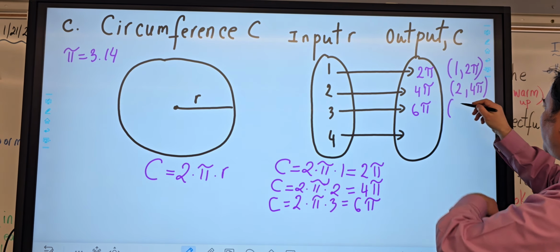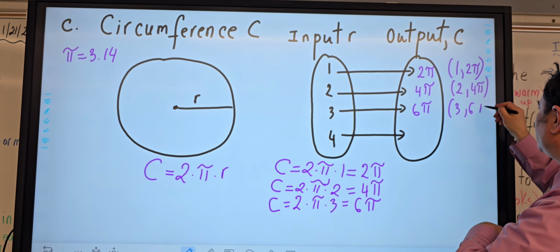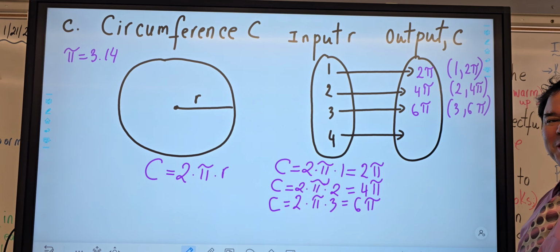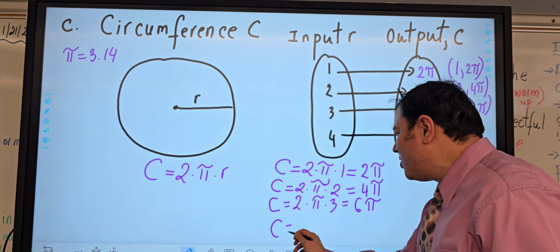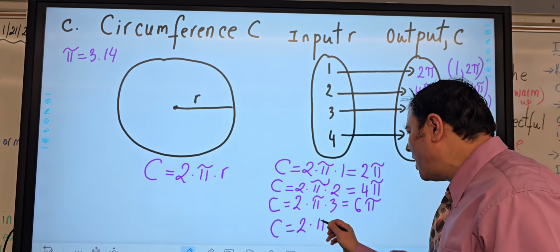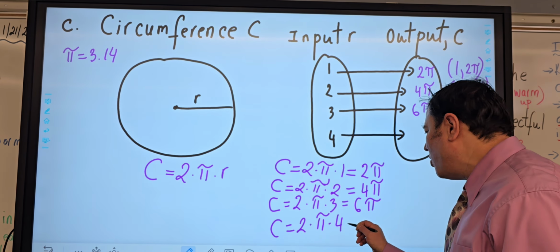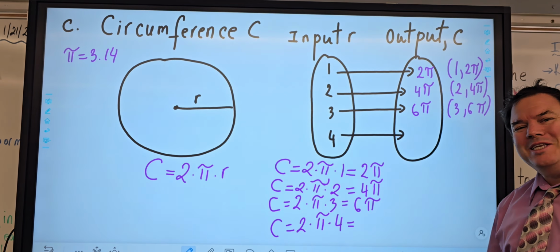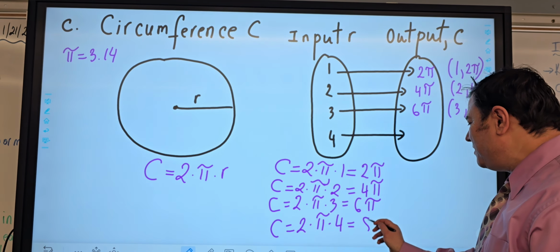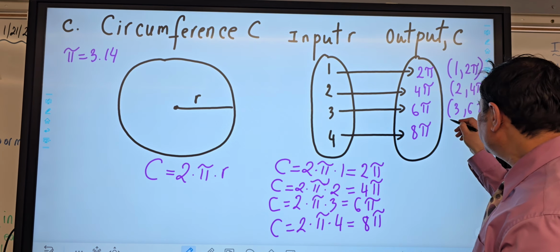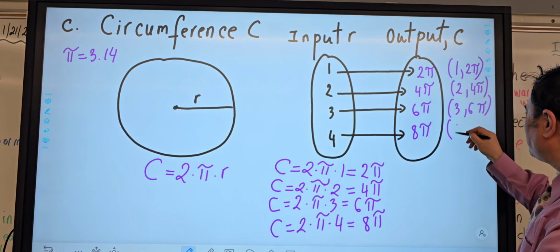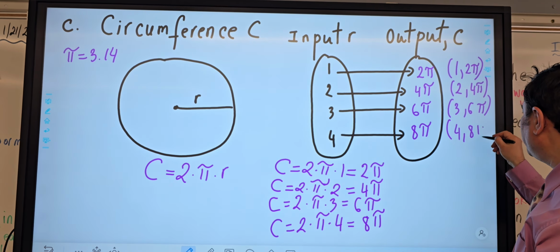So we have 3, comma, 6 pi. And finally, we are going to put 4 for r. So we have c equals 2 times pi times 4. 2 times 4 is 8. So we get 8 pi. So the ordered pair is 4 and 8 pi.